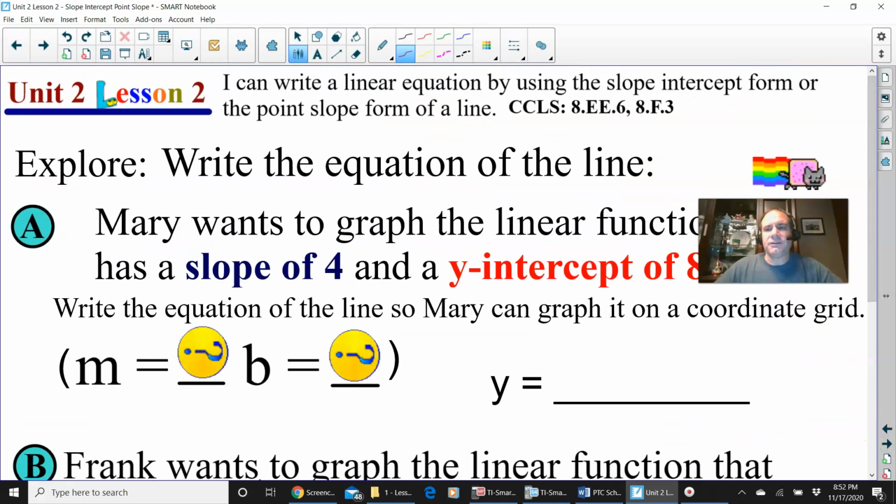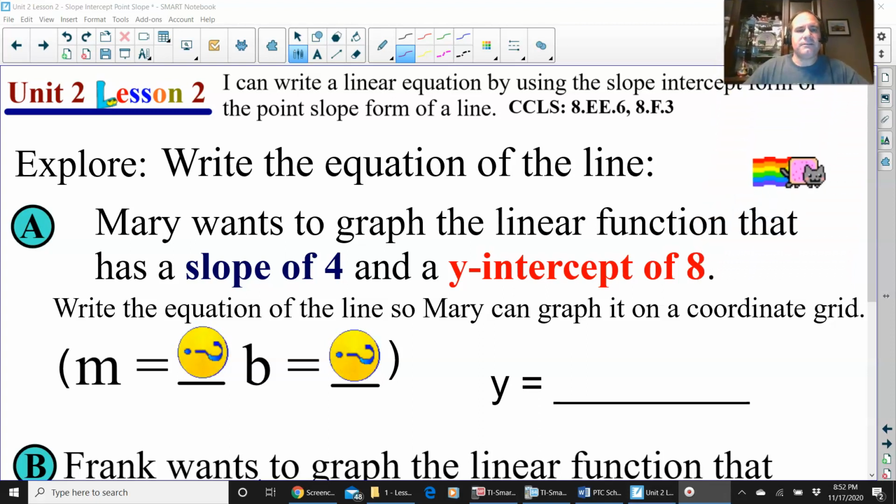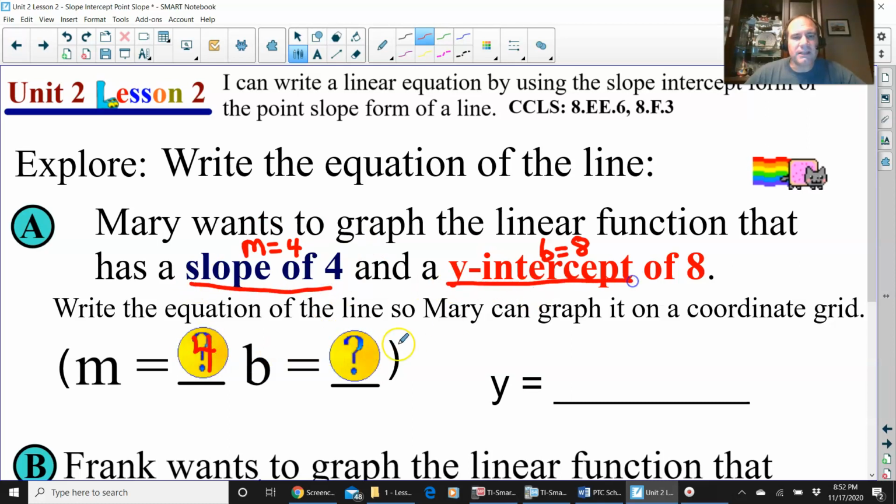So let's go ahead and talk about this question here. It says write the equation of a line. Mary wants to graph a linear function that has a slope of 4, m equals 4, put it down, and a y-intercept of 8. Okay, so I had it right up there. So put 4 down for the m. It tells you what the slope is, and it tells you what the y-intercept is.